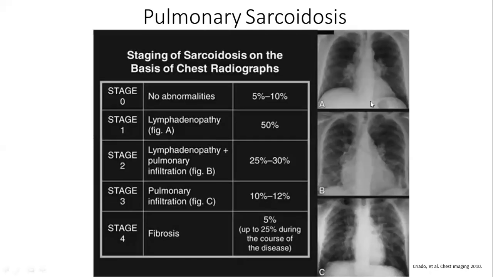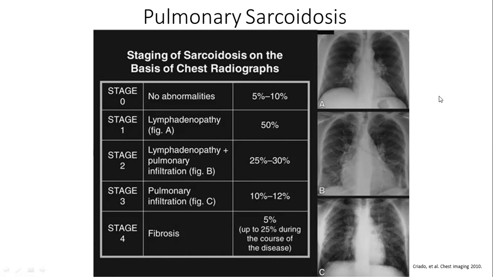So this is a pretty classic description that was published years ago about how people present with sarcoid, what their x-ray looks like when they present. So some percent have sarcoid elsewhere in their body, but no involvement of the lungs. Most of the people have just lymphadenopathy, like depicted here, just enlarged lymph nodes in the chest. And some people have enlarged lymph nodes and some findings in the parenchyma. Some people don't have enlarged lymph nodes and just have findings in the parenchyma. And some have findings of fibrosis.